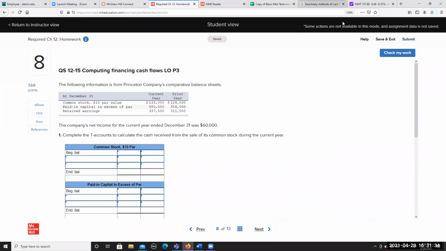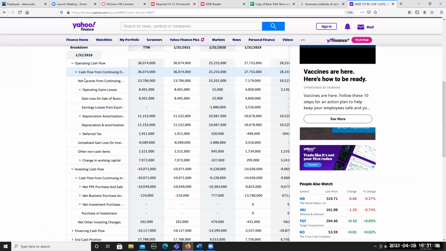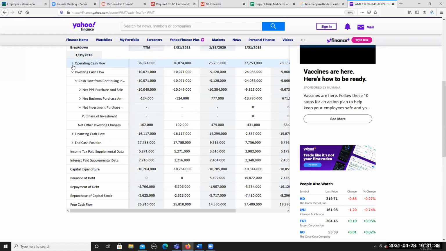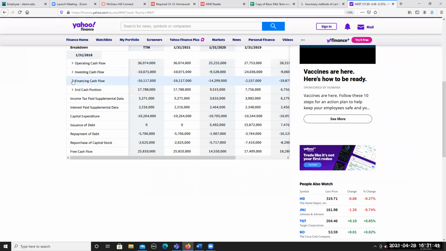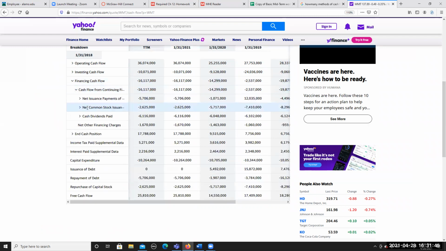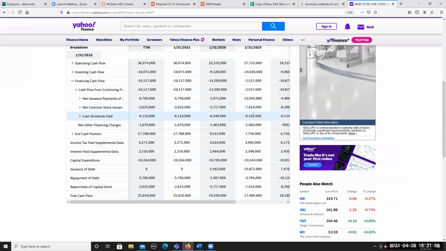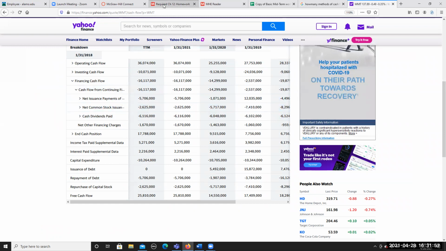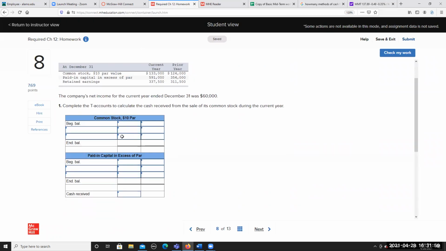All right, now financing is the last section. Remember, operating, investing, but now you have financing. What comes from financing is if you issue stock and if you pay dividends. Look, they pay $6 billion a year in dividends, Walmart, very consistently. But here, it could be if it sells stock or buys back its own treasury stock. So let's try this one out.